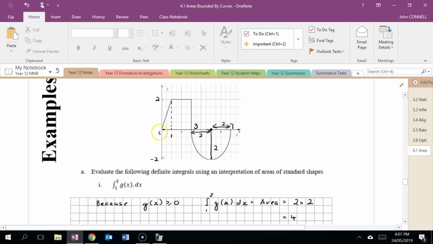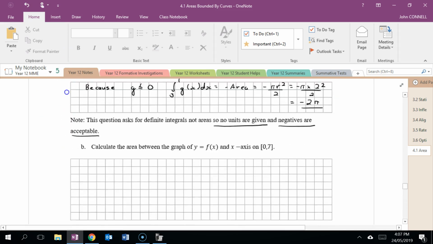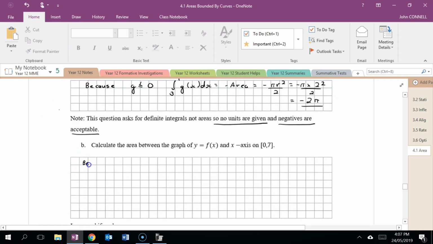Now we've got to calculate the area between the graph of y equals f of x between 0 and 7. So 0 is back here. We've calculated this bit, we've calculated this bit, we just need the area of the triangle. So because g of x is greater than or equal to 0, the integral from 0 to 1 of g of x is just equal to the area, and the area is half the base times the height, so it's half 1 by 2, so it's just 1.